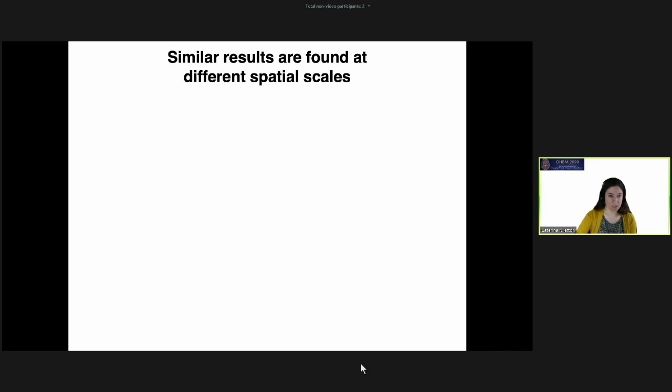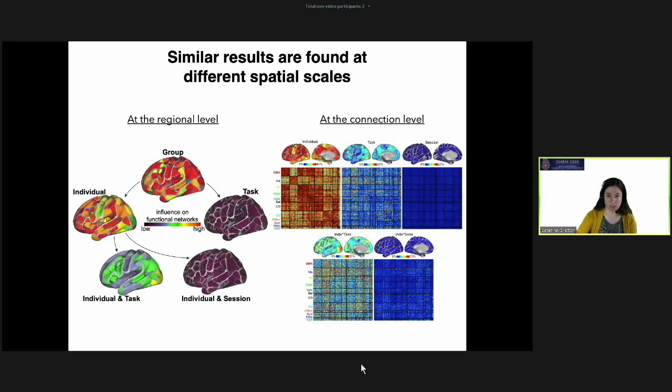We also looked at these effects at other spatial scales, including at the regional level as well as at the connection level. And again, we found similar patterns. That is, they were all dominated by stable factors with only smaller magnitude effects associated with more transient variation.